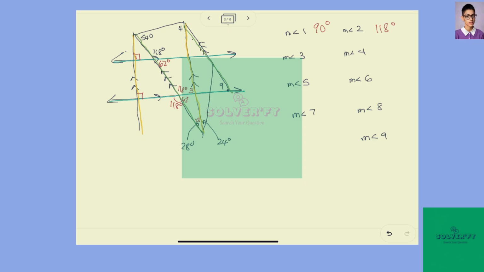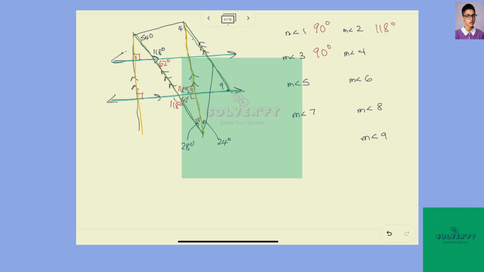So a triangle has 180 degrees. I'm going to subtract 28 and 62 from 180. And that makes this a 90 degree angle. So 3 is also 90, again, because it's forming a linear pair. And it's got to be 90 degrees.